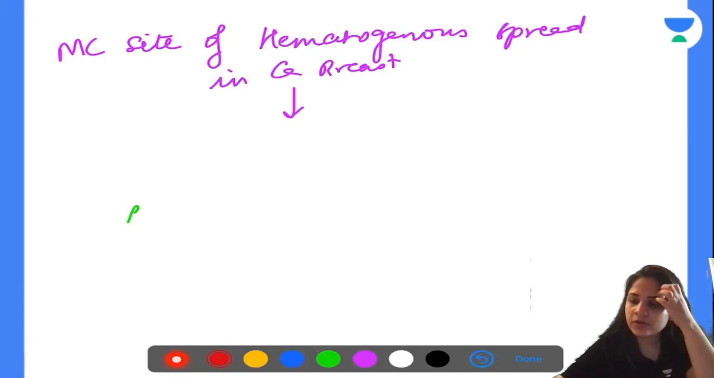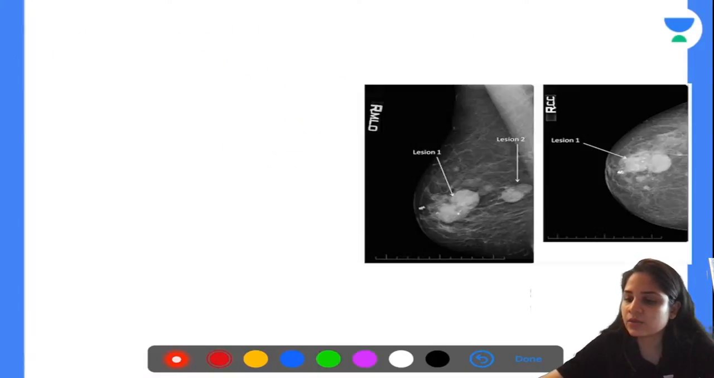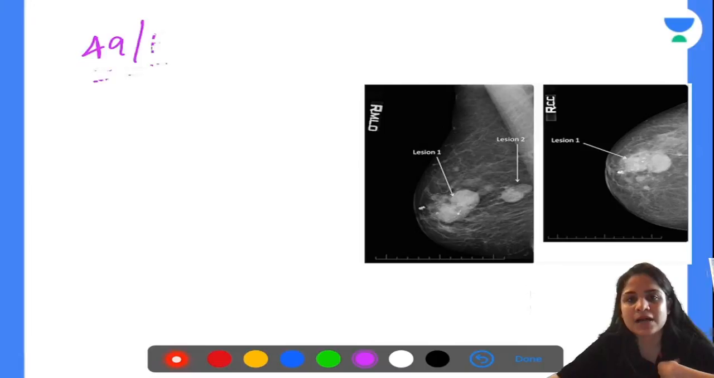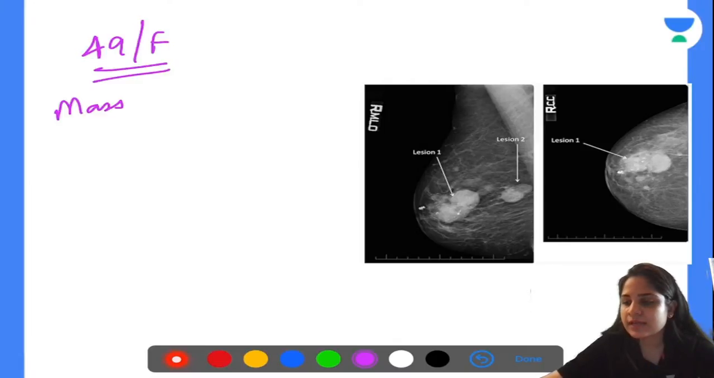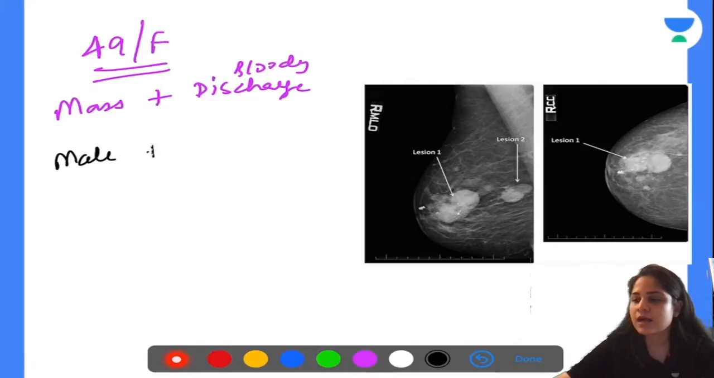Okay, moving on to our next picture over here. So this patient is coming to me, she is a 49 year old female. And she says, doctor, while doing self-breast examination, I felt there is a mass or a lump in my breast. Along with that, she says she also gets some bloody discharge on and off through the breast. Okay. So she was saying that my male neighbor also used to have something similar and it turned out to be a cancer. So you ask her to go ahead and do a mammogram.